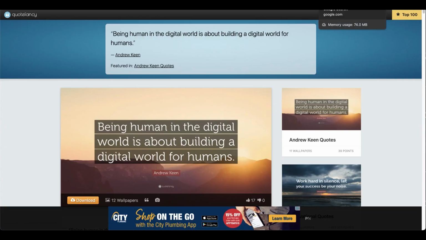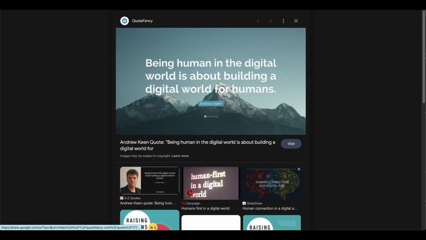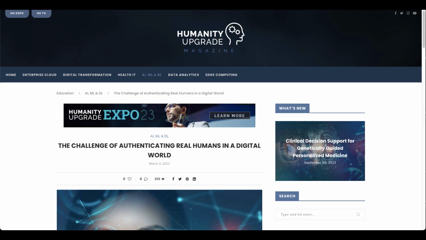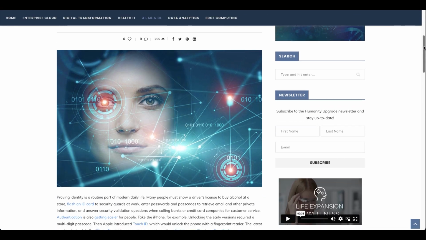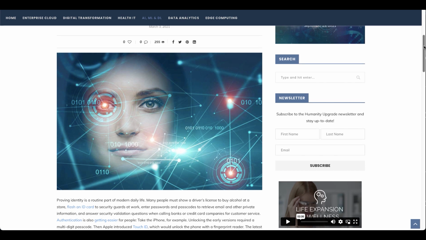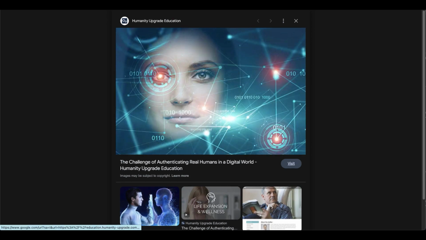Conclusion. Managing digital identity in the digital world is a complex challenge, but it is one that we must address. By working together, we can develop new technologies, standards, and frameworks that will allow us to build a digital world where everyone can interact safely, securely, and trustingly.